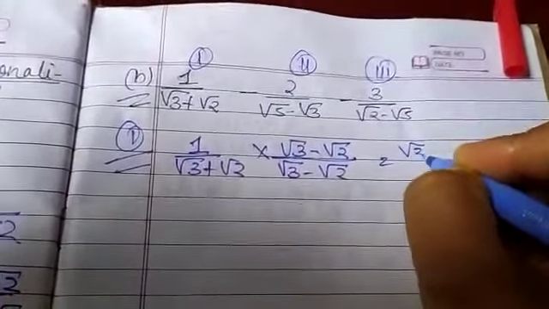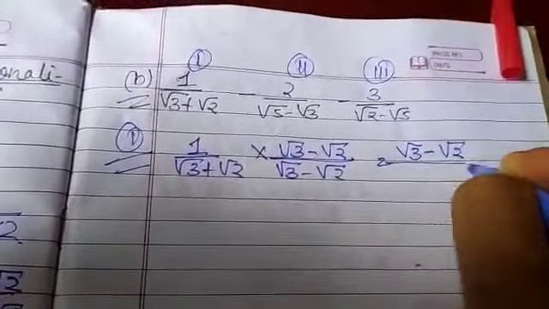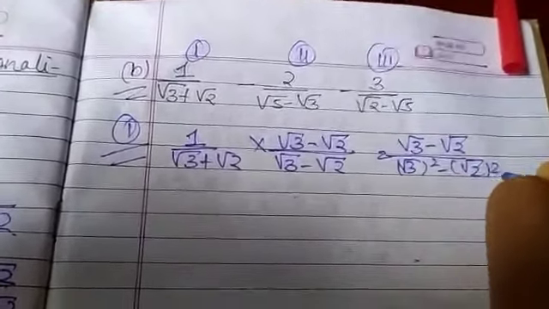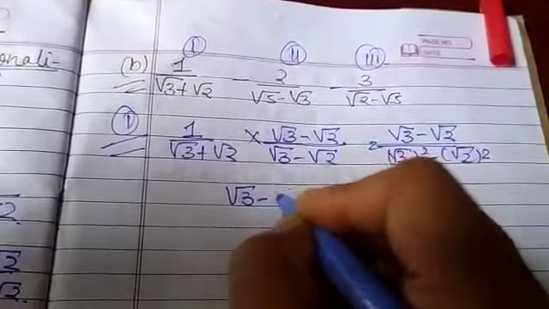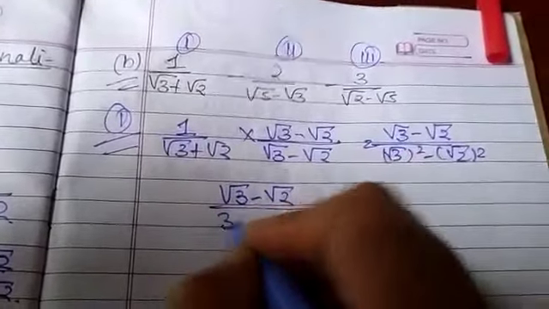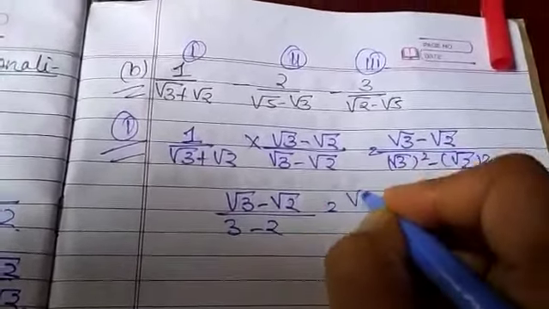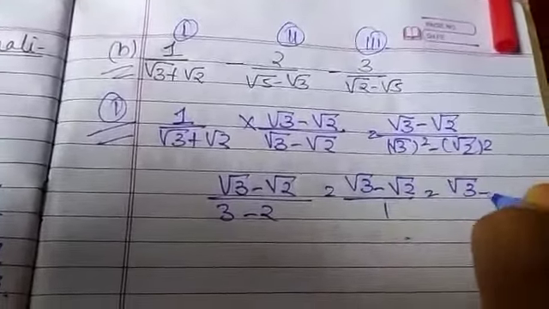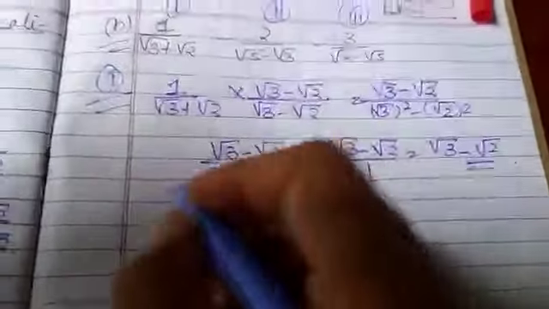So this will be (√3 − √2)/(a² − b²). Correct? So this will be (√3 − √2)/(3 − 2). That will be 1. (√3 − √2)/1, and that will be √3 − √2. This is for the first.